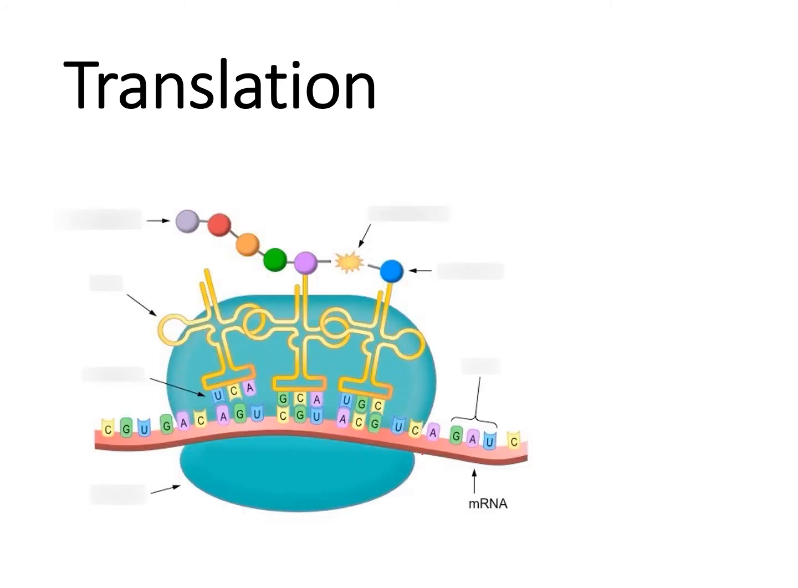As an example of translation, here is a diagram which shows the mRNA. So the mRNA is the strip here, and it has the codons on it. So every 3 nucleotides equals 1 codon. Then this big blue complex is the ribosome. So the ribosome is sliding along the mRNA, translating the mRNA into a protein.